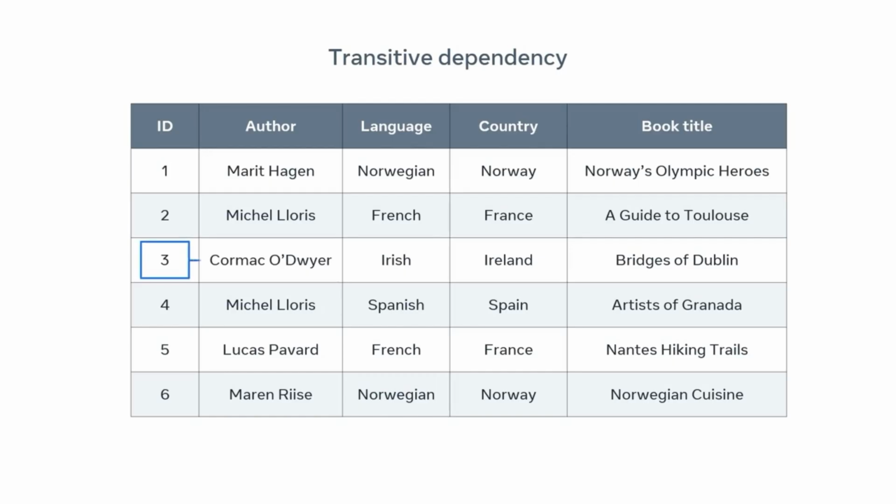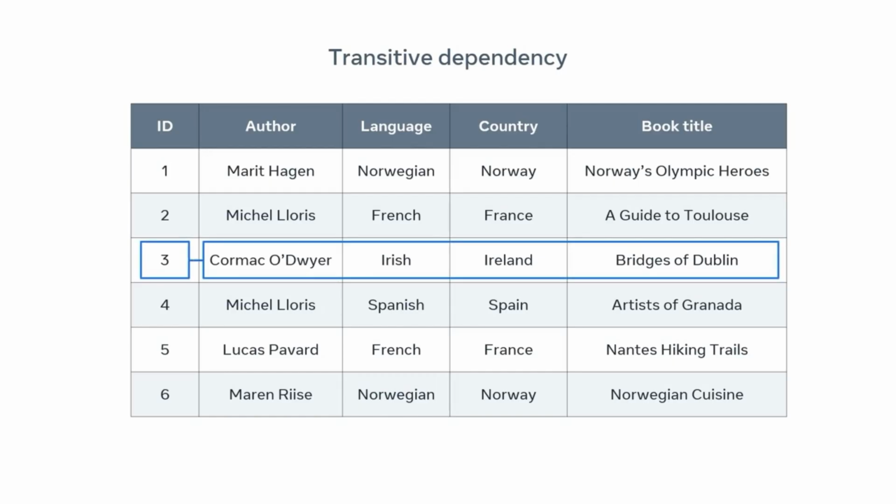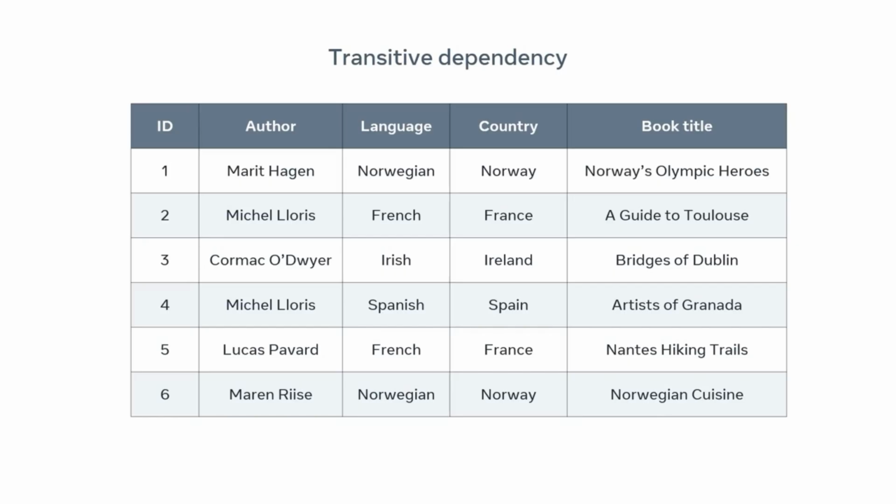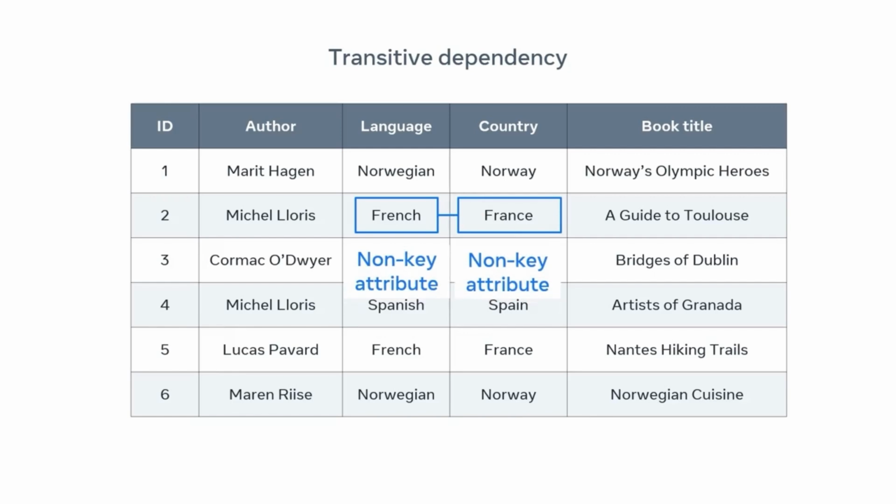For example, if I use the ID of 3, then I can locate the author Cormac O'Dwyer, the language Irish, the country Ireland, and so on. However, it's also possible to determine the country based on the language, or to determine the language based on the country. And both country and language are non-key attributes. For example, in the context of Europe, it's always possible to determine the country is France if the language is French, and vice versa. This means that I have a transitive dependency in this relation. A non-key attribute depends on another non-key attribute.